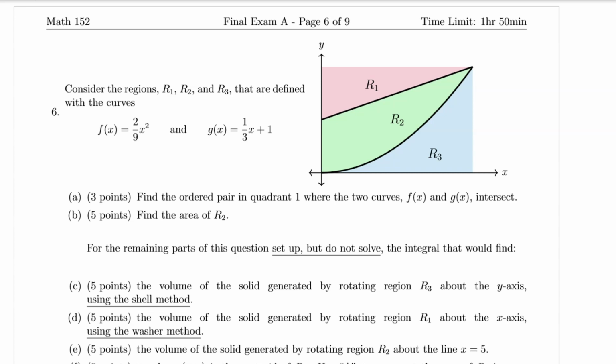So let's go ahead and solve part A and B, and then we can go and solve the remaining parts of this question. So the two curves that we had were 2/9 x squared. And since they are both equal to y, or the output value, I'm just going to set them equal to each other.